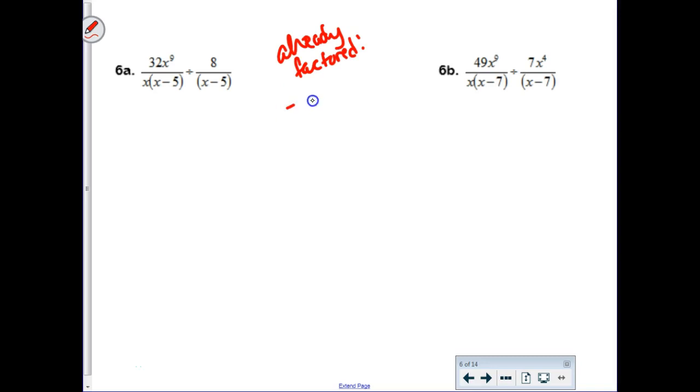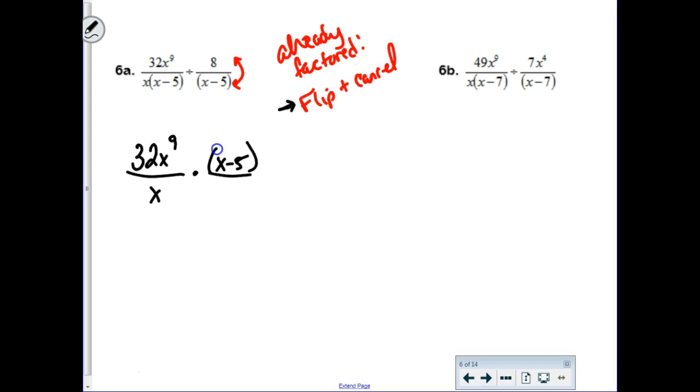So what you need to do is you need to flip and cancel. Sometimes I just write some keywords to kids when they're stuck on a question, and that would be something that might help somebody figure out what to do next. So as far as flipping goes, we're referring to the second fraction. The fraction that follows the division sign is the one that needs to be taken as the reciprocal. So you have 32x to the 9th over x, and now it's times x minus 5 over 8.